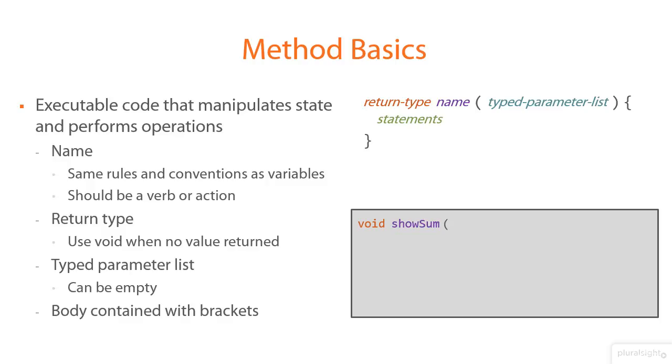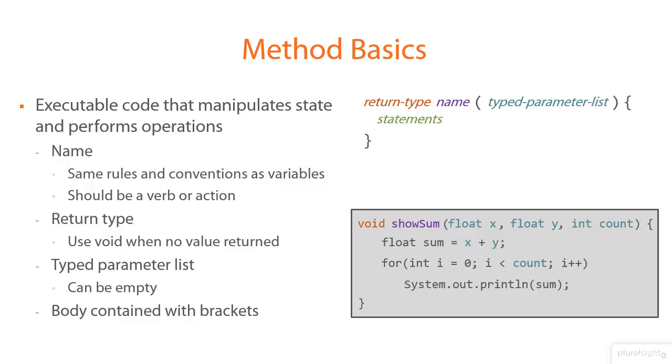Right, so we have our open paren. So let's have a float x, a comma to separate it from the next parameter, a float y, a comma to separate it from the next parameter, and then an int count. So the idea is that we'll add x to y and then print that result out, count number of times. So we'll close the parentheses. We'll then put our brackets in place for the body, and then we'll do the work. Right, so we'll add x plus y to get sum. We'll create a loop that counts from 0 and incrementing i each time as long as it's less than count, and then prints that value out.